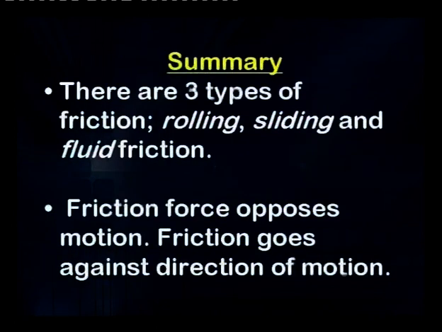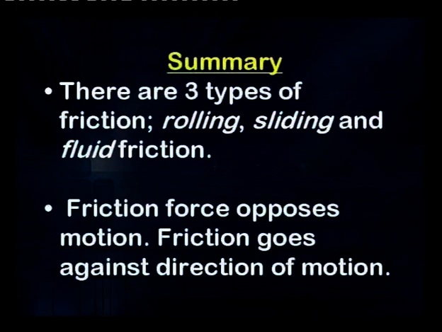Our summary, there are three types of friction. One, we have rolling, sliding, and fluid friction. Let me give you an example of rolling. You can see the surface of the board and the tire of the vehicle. What is actually happening is the tire is rolling onto the surface. So that is an example of rolling friction.